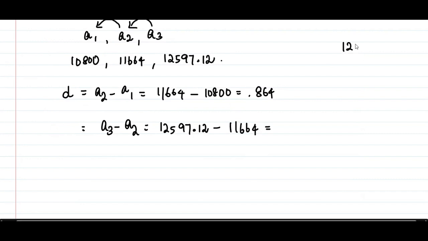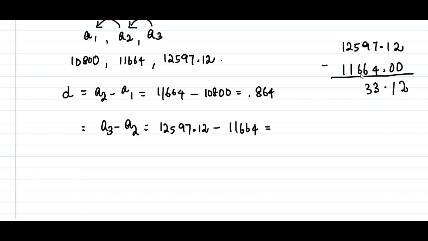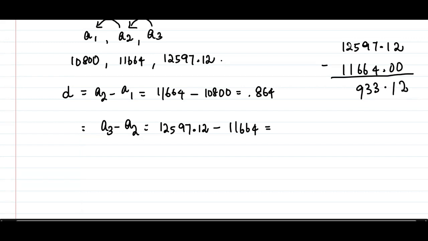Since it's a decimal one, we will just check. 12,597.12 minus 11,664.00. If we subtract, what do we get? 2 minus 0 is 2, then 7 minus 4 will become 3. There is the decimal point here. 9 minus 6 will become 3. Then 5 minus 6, no, it will become 15 minus 6, that will become 9, then 1, then 0, 0. Okay, so the answer will be 933.12.